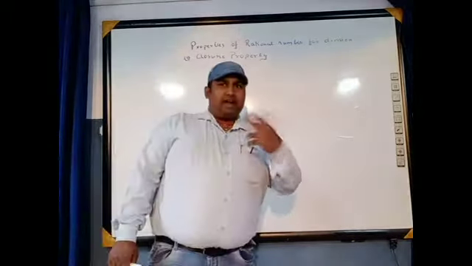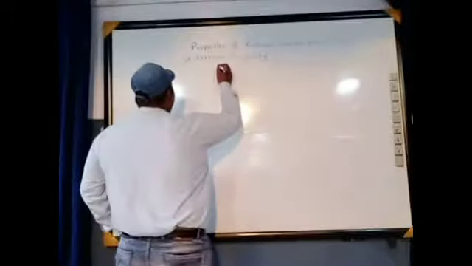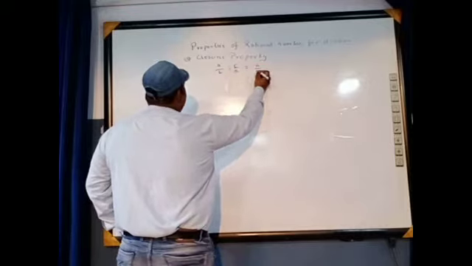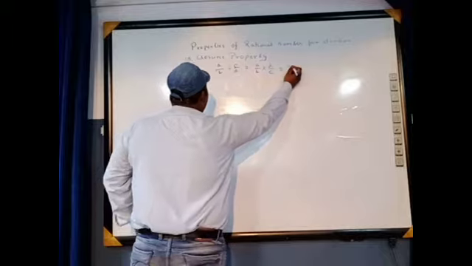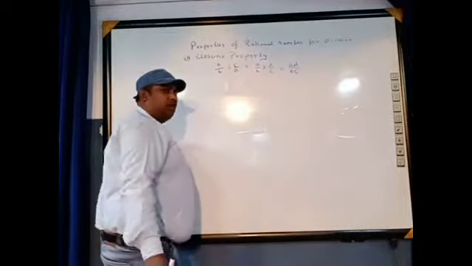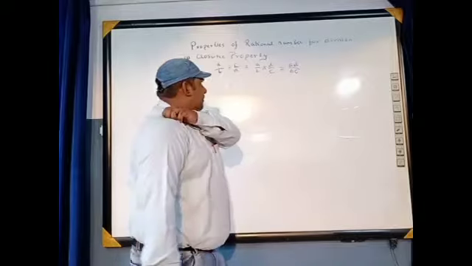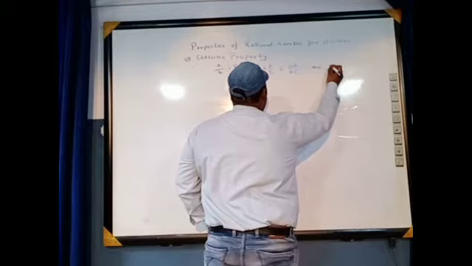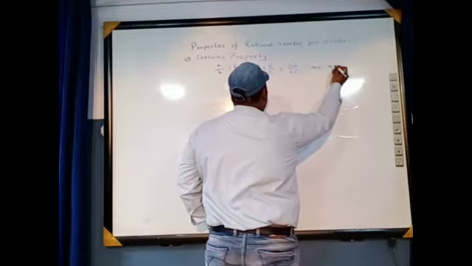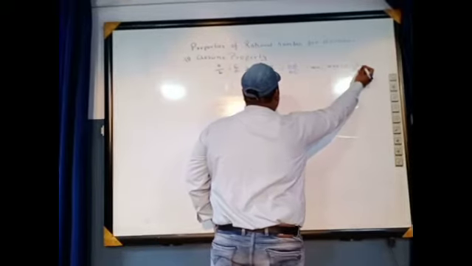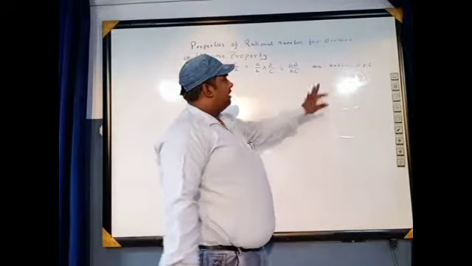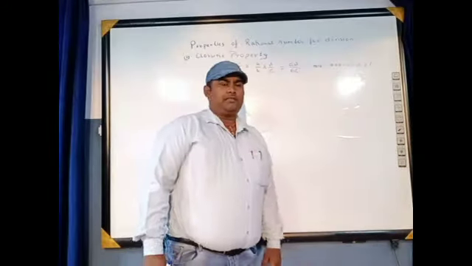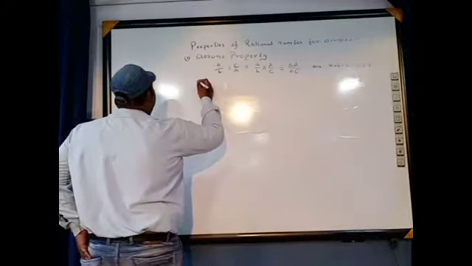Now in division, if we divide two rational numbers, if we divide a by b with c by d, we will get a by b into d by c, that is ad by bc, that is also a rational number. Here a, b, c, d, any one not equal to 0. Either of the four rational numbers not equal to 0, then only it will follow our condition. Okay, now let's see example.